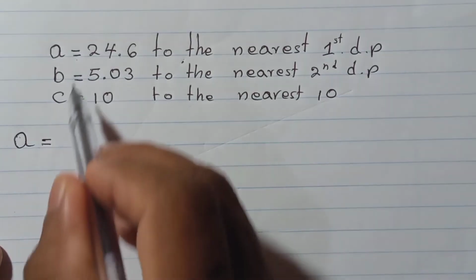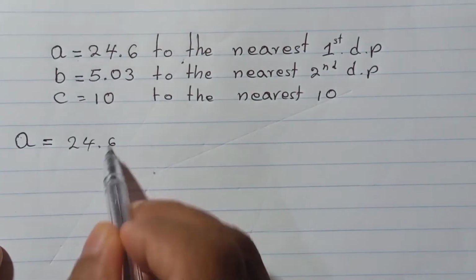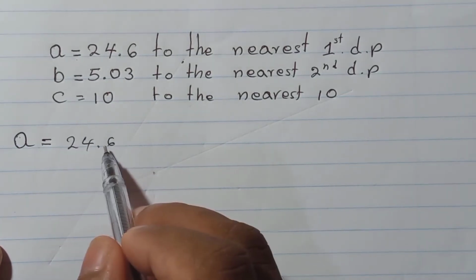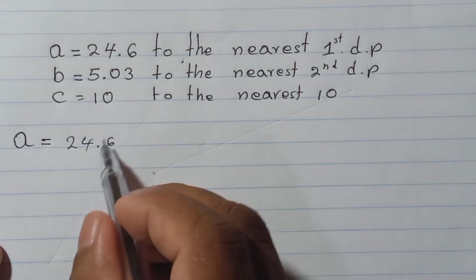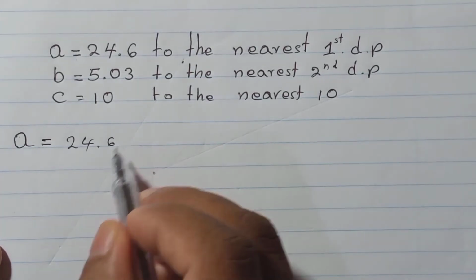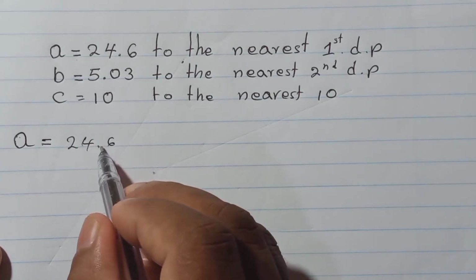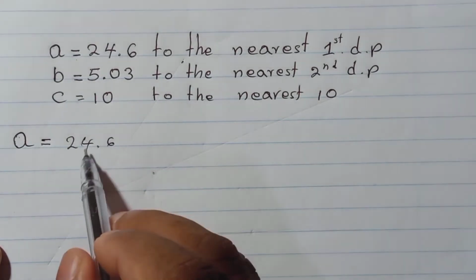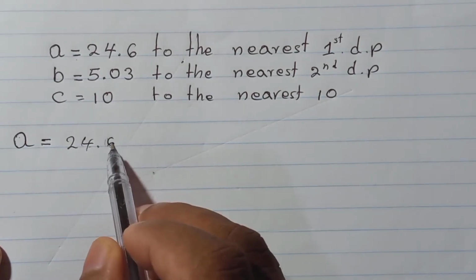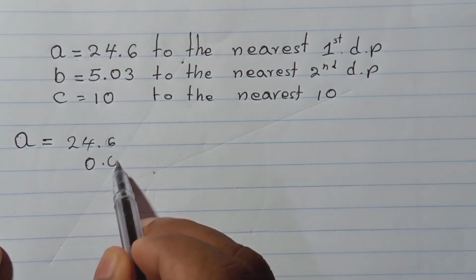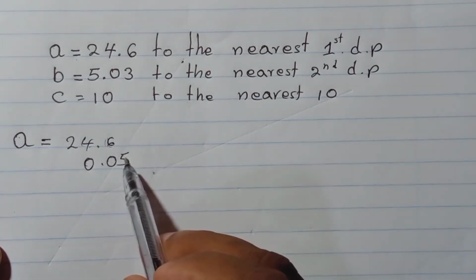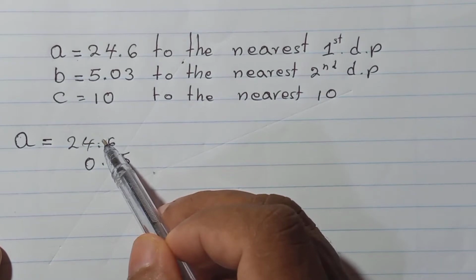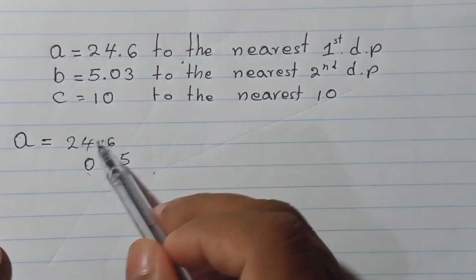A here is 24.6. They round off to the first decimal place, so you need to think the second decimal place has 5. For any number, I'm telling you, 24.6 means the first decimal place, so you need to think like this: 0.0, and the second decimal place is 5. Now you should add this to get the upper bound, and subtract this from the number to get the lower bound.